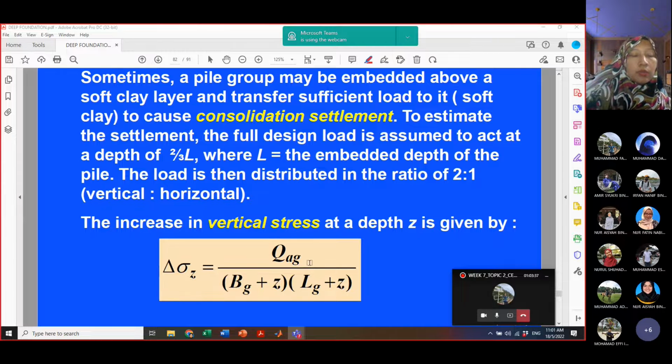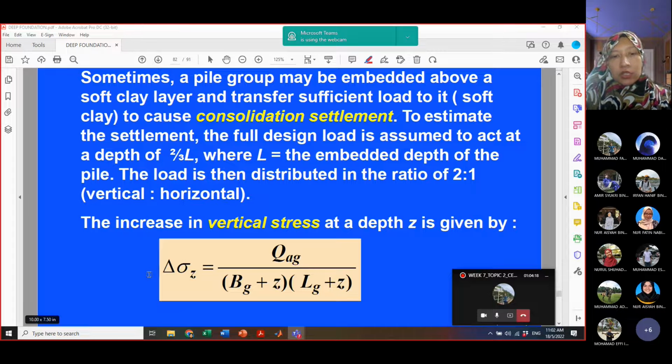Kenapa benda ni penting? Sebab benda ni dia tak sama macam formula untuk kita kira the stress increment due to the shallow foundations. Kalau you tengok balik dulu masa you nak calculate the vertical stress ataupun the stress increment due to the strip loading. So strip loading is on the shallow foundation yang mana dia hanya melibatkan one single structure. Untuk kira stress increment for different structures lain daripada strip footing ke, on this particular for the pile group it is assumed as a raft foundation.